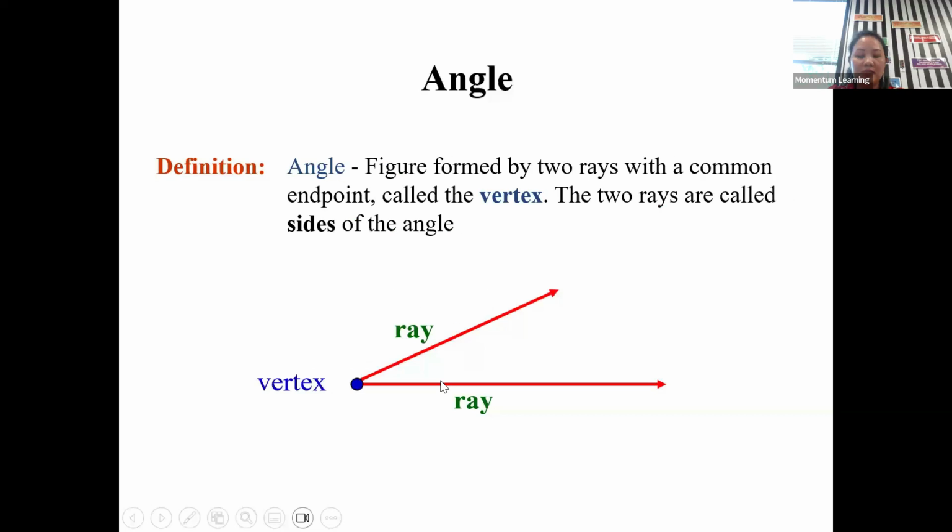So what does the definition say? An angle is formed by two rays with a common endpoint. It's called the vertex. The two rays are called the sides of the angle. So this ray right here is side number 1 of the angle, and this ray right here is side number 2 of the angle.